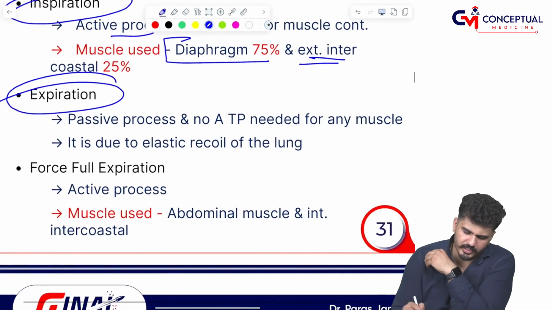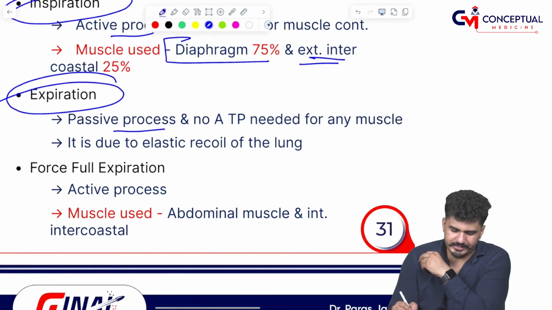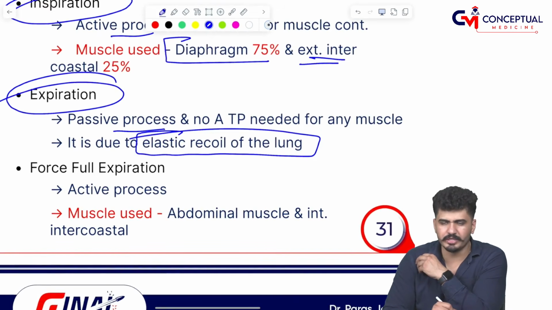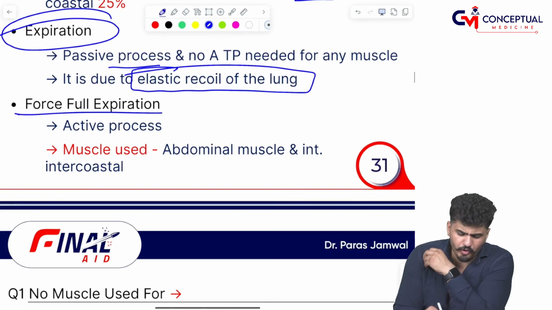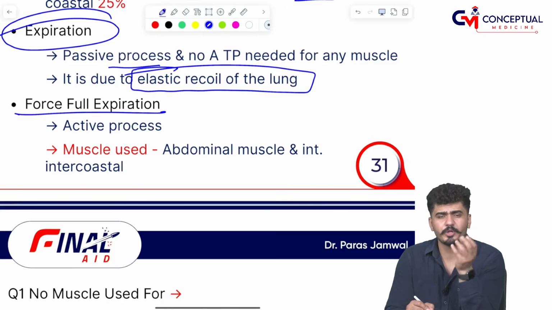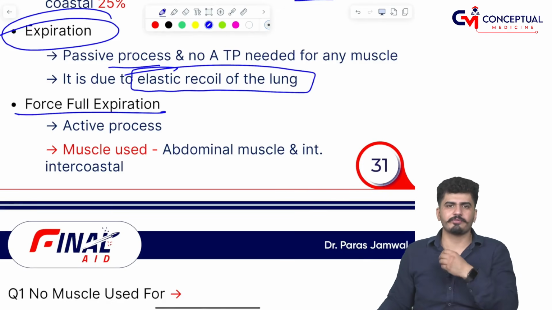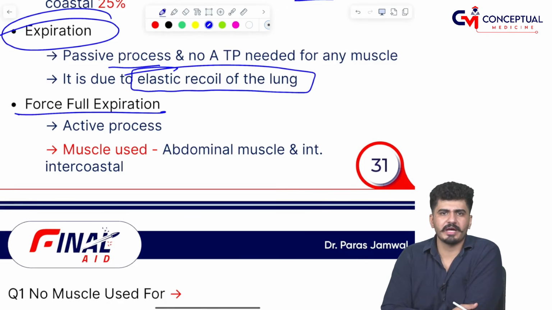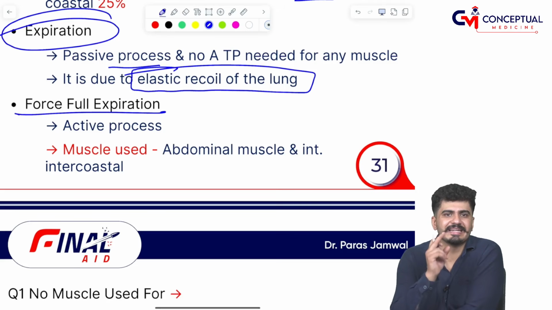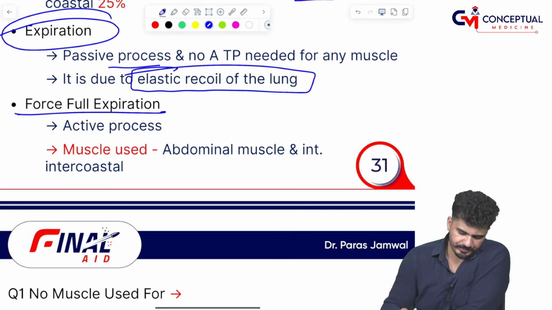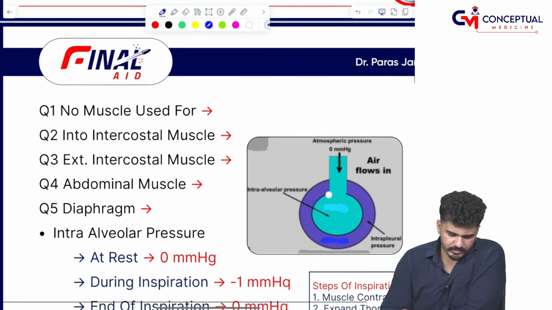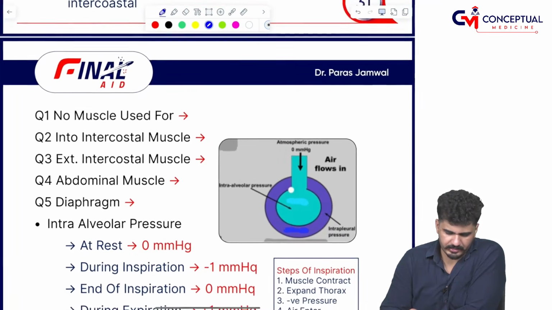For expiration, which is a passive process, this is due to the elastic recoil of the lung. No need of any muscle. Normally expiration goes because of the elastic recoil. But if you have to expire forcefully, then you have to use the abdominal muscle and internal intercostal muscle, my dear friends. Now I will ask you some questions and you will answer right now.